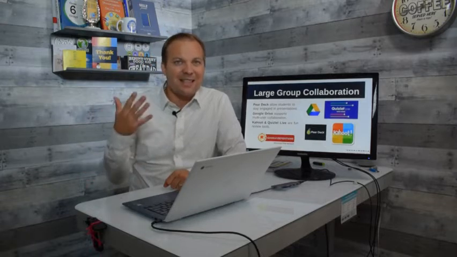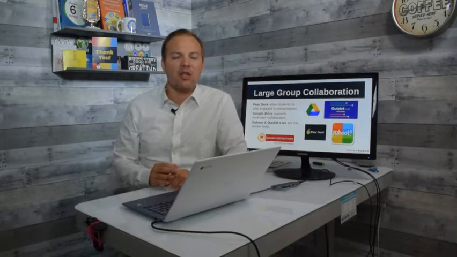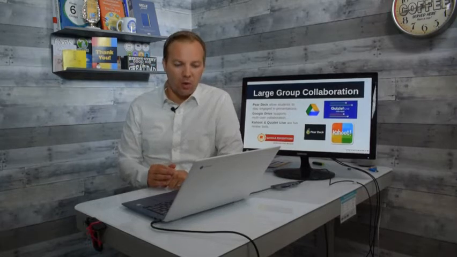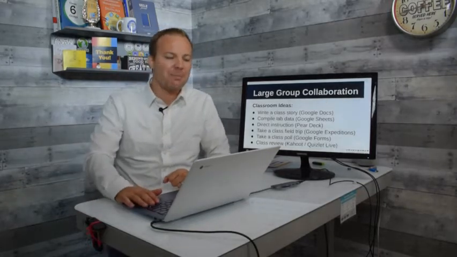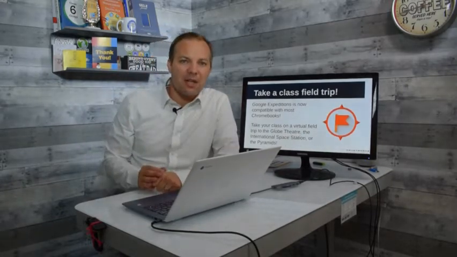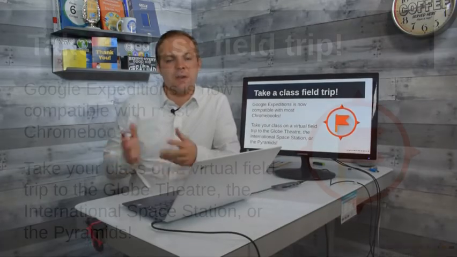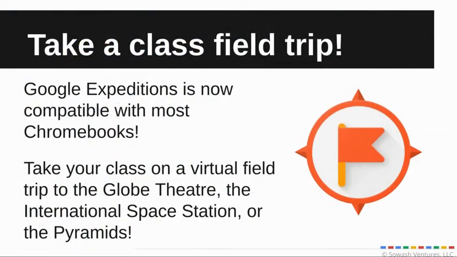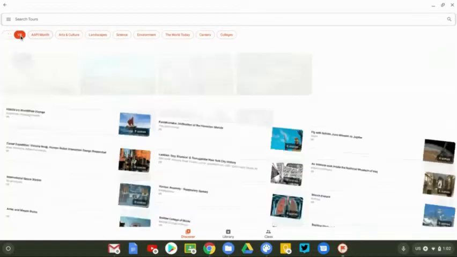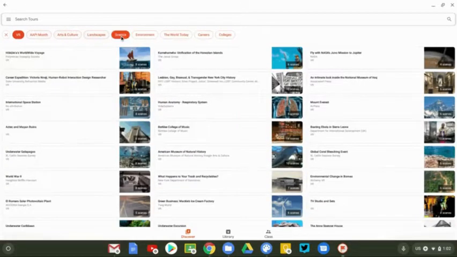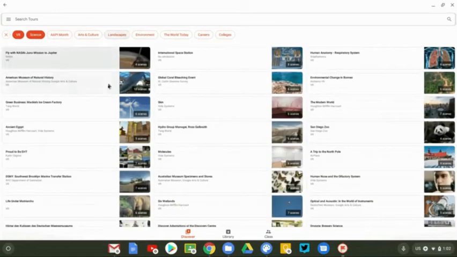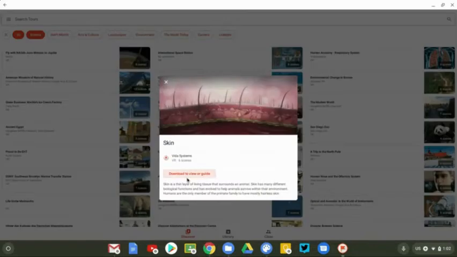Lots of great options. Today, I did want to highlight a newer option, especially for Chromebooks, and that is Google Expeditions. So Google Expeditions has been available for iPads, phones, tablets for quite a while, but Expeditions is now available for Chromebooks, and you can take your students on a virtual tour. So you can explore the Globe Theater, the International Space Station, the pyramids. You can go somewhere with them, and you get to be Miss Frizzle and guide them through that activity.